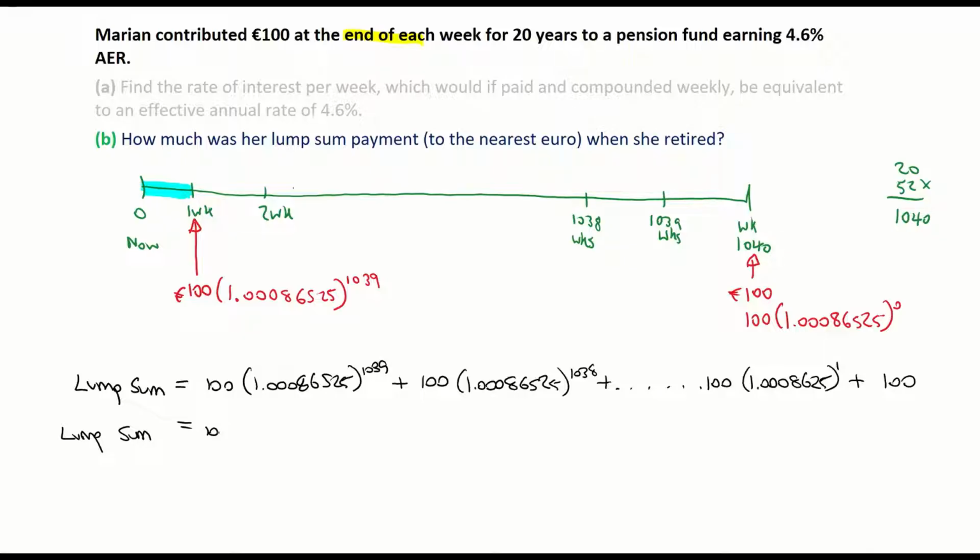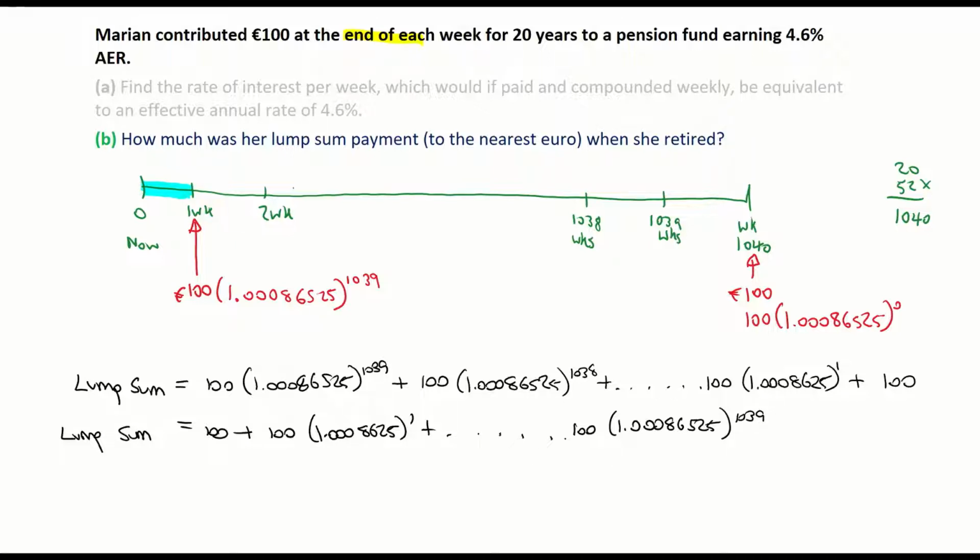That is also the same as putting it in ascending order. So start with the €100, then go to 100 times 1.000865525 to the power of 1, and so on and so on until I get to my last one, 100 times 1.000865525 to the power of 1039. I've just reordered it, starting with the lowest value, the €100. That makes life a lot easier when I insert it into my sum of all terms formula.